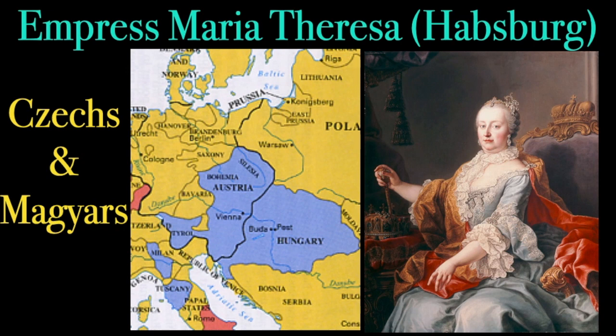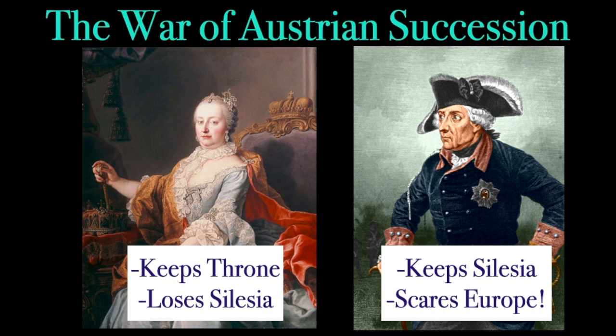In response to this, in a moment of chivalry, the Magyars held out their swords, saying that they would fight to protect Empress Maria Theresa. The Bohemian revolt was put down. The forces of the Austrian Empire attempted to repel the Prussians out of Silesia, but they never did. And in 1748, when the war ends, Maria Theresa does not lose either her throne for the Holy Roman Empire or the Austrian Empire. She keeps that. But she does lose the land of Silesia.